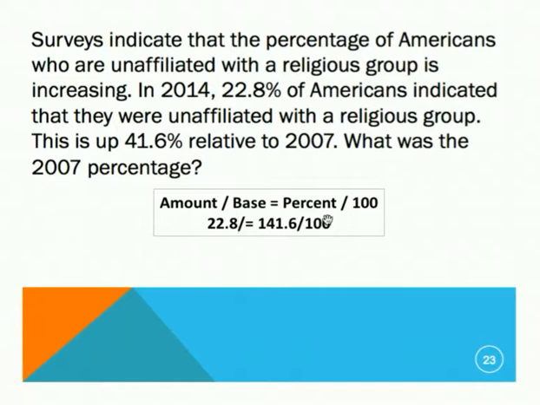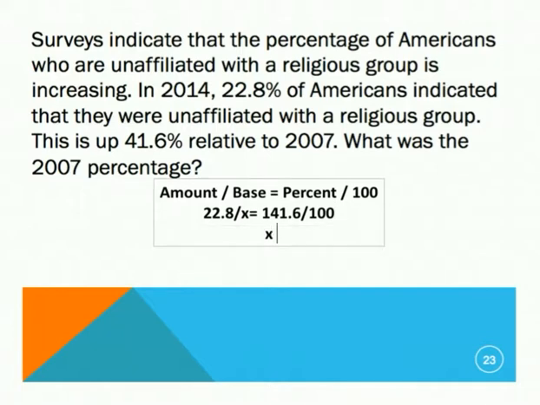But you can think about labeling the top, or the numerator, as 2014 because it's up. And then 2007 would be your original that you're comparing it to. So this is going to be your x right here. So you're going to want to go ahead and cross multiply this, and you'll have to divide. And I believe we get an answer that looks something like this. X equals 16.1%.